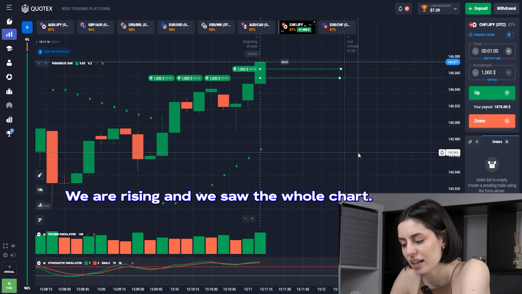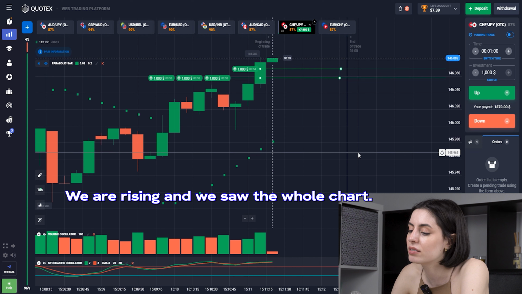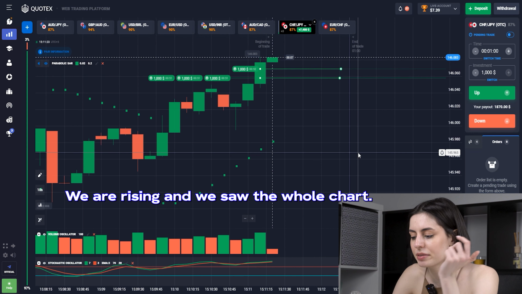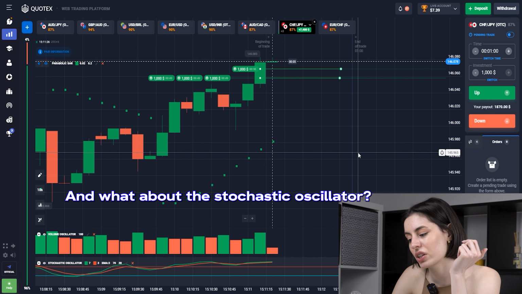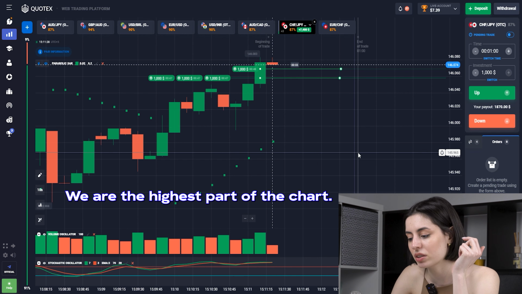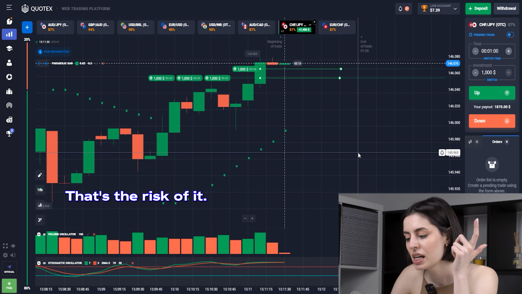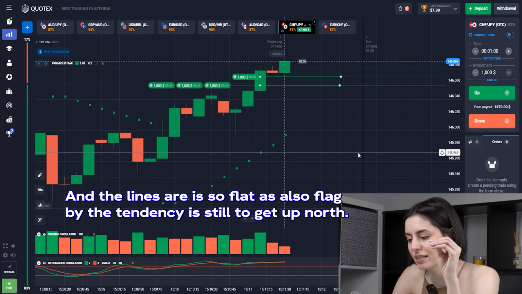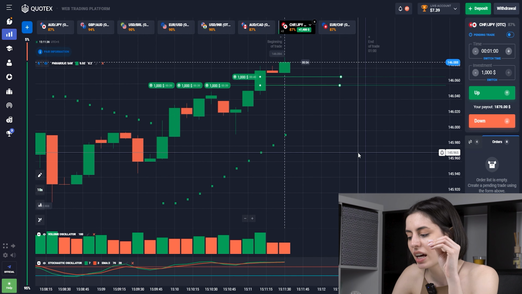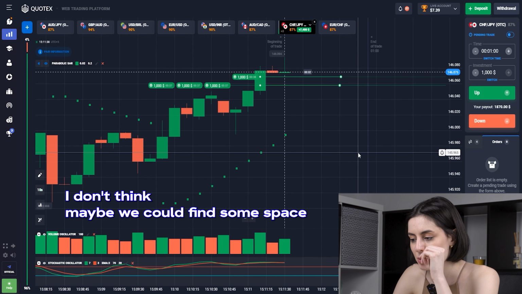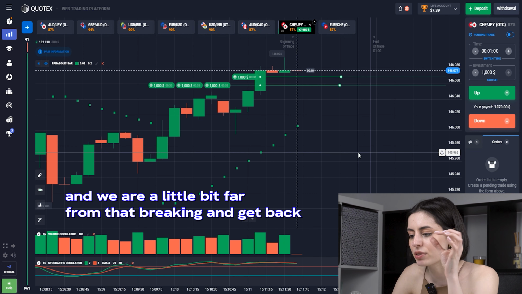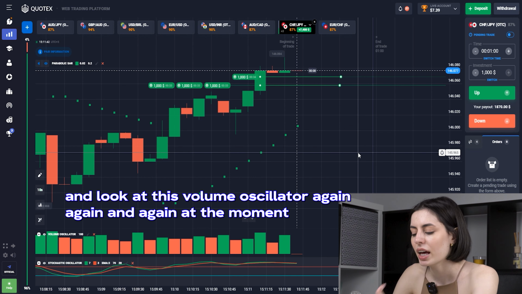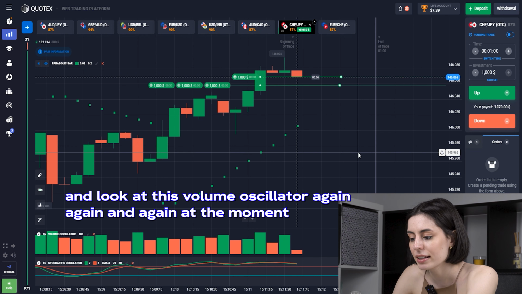Let's go. We are rising, and the parabolic SAR, the whole chart. And what about the stochastic oscillator? We are at the highest part of the chart. That's the risk of it. And the lines are so flat, but the tendency is still to get upward. I do think maybe we could find some space, and we are a little bit far from that breaking and getting back. And look at this volume oscillator again and again.